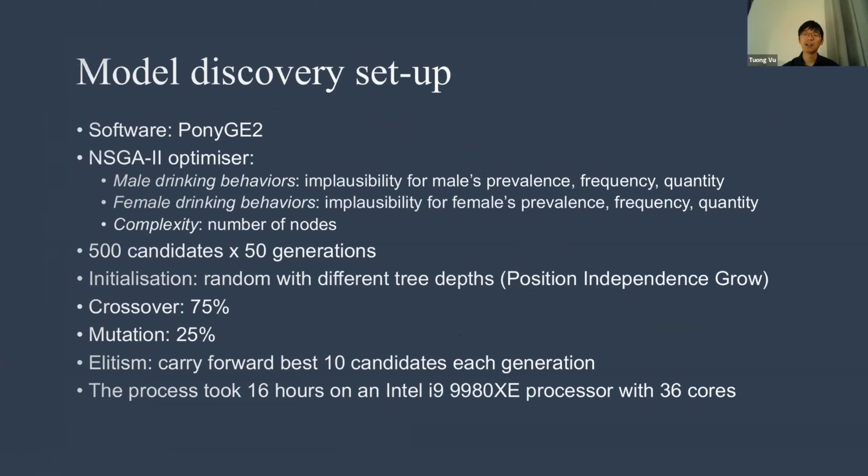It takes a while. So now, how do we set up the model discovery process? We use software named PonyGE2. And we have 3 objectives as discussed. We do 500 candidates for 50 generations. And we also carry forward the 10 best candidates for each generation. And this process is expensive. It took 16 hours for us to do it with 36 cores.